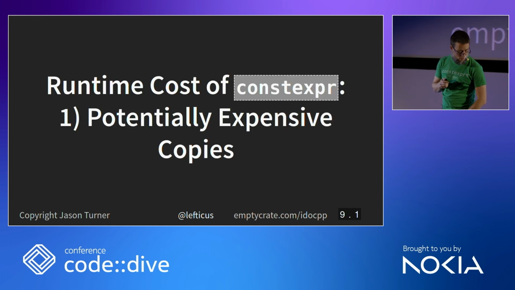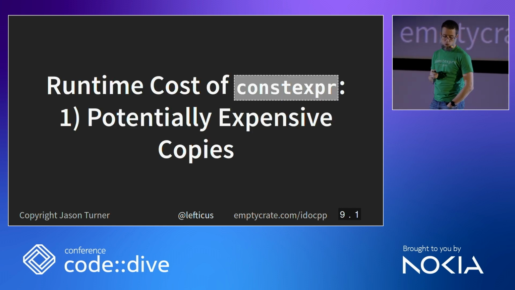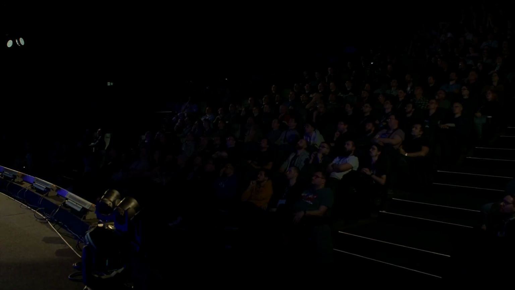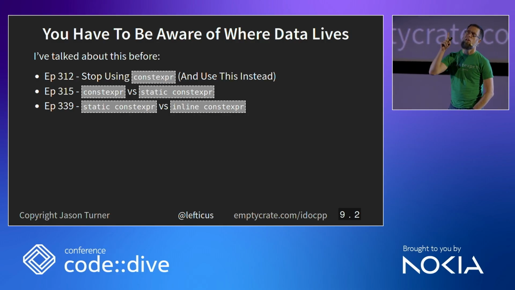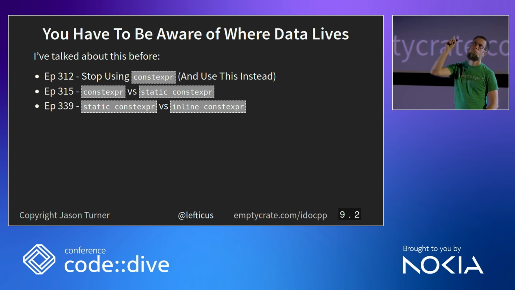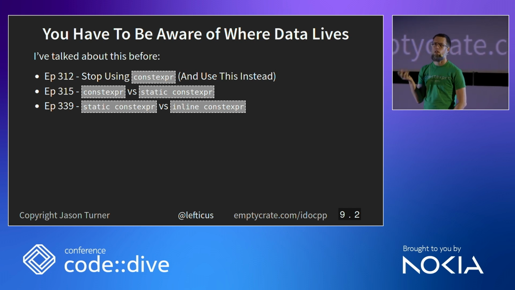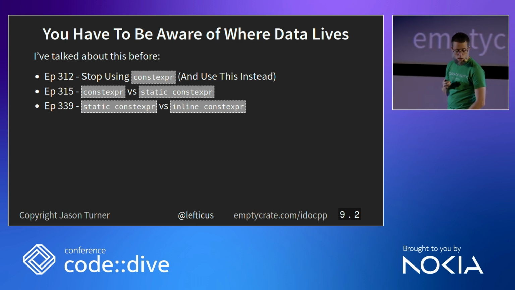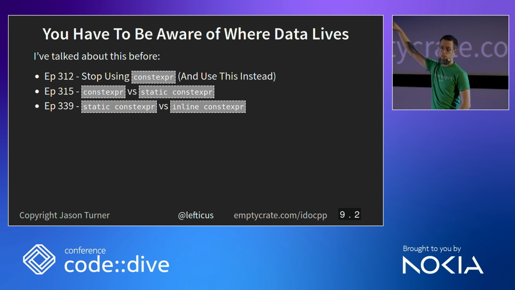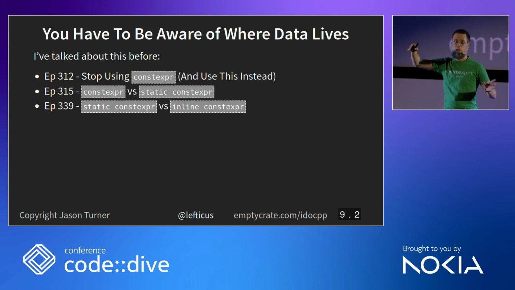OK. So number 1, potential runtime cost of constexpr: potentially expensive copies. This is something I have definitely talked about before in C++ Weekly. And I actually covered this in Applied Constexpr, I think the talk was called, at Meeting C++ in 2017. Anyhow, the episode is called Stop Using constexpr and Use This Instead. The point of that episode is stop using constexpr and use static constexpr.